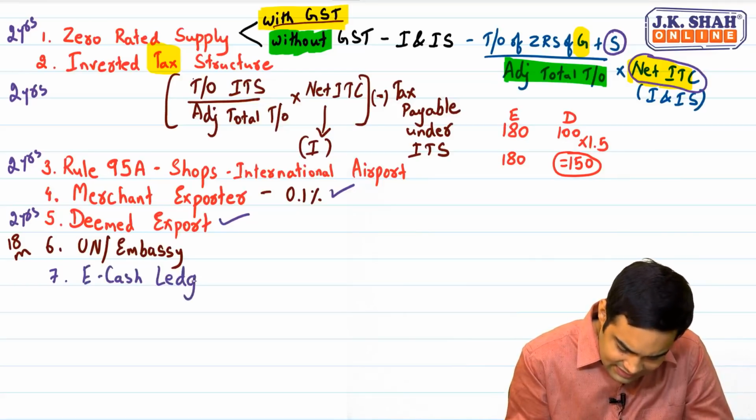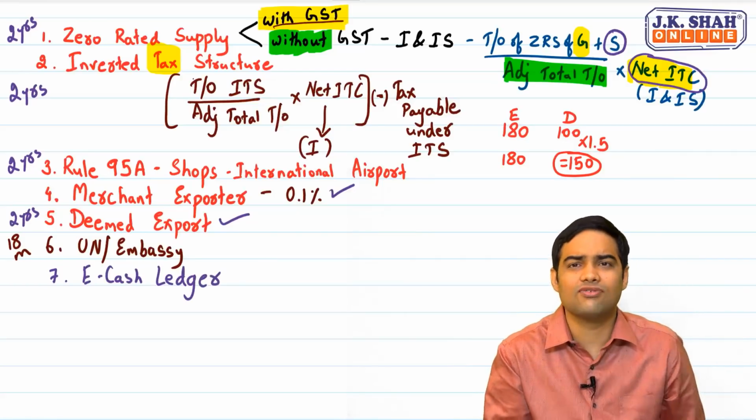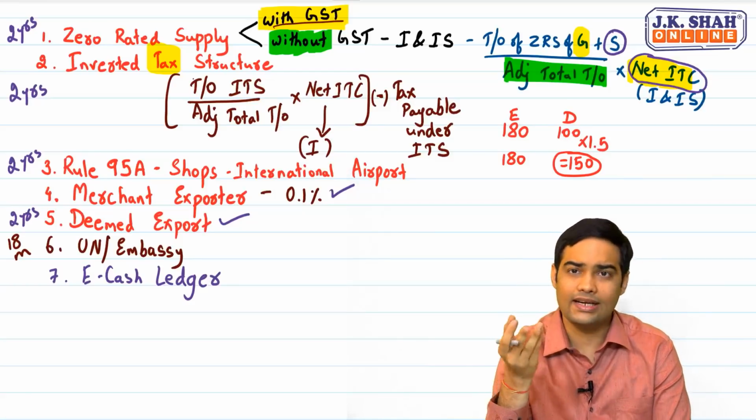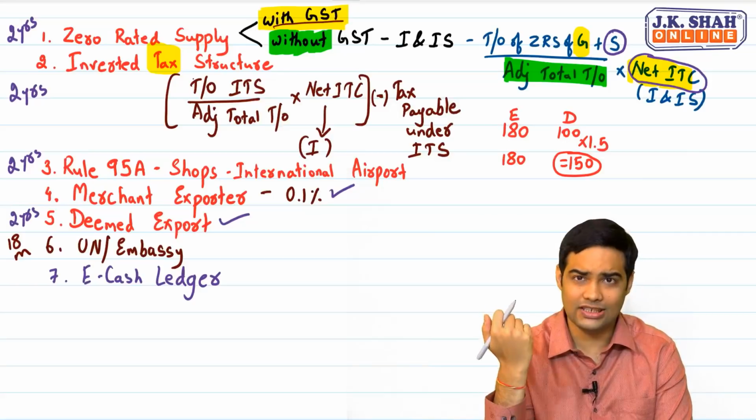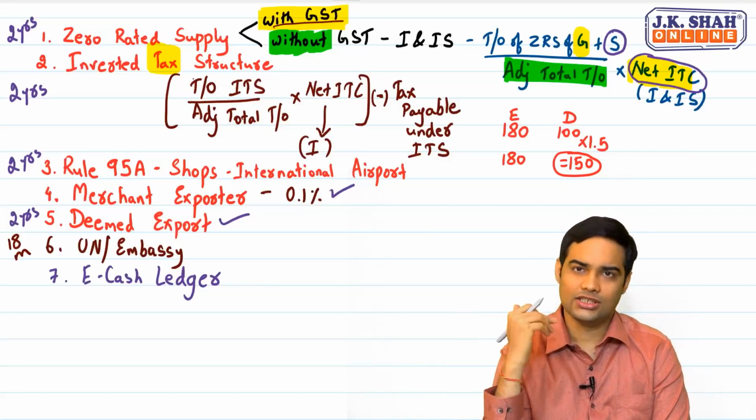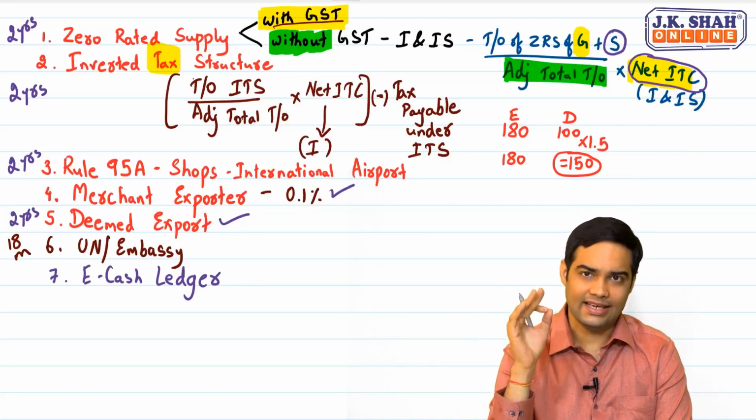The answer is yes. Now there you have two options for money lying in the e-cash ledger. One, you can transfer within the e-cash ledger under any of these sub-ledgers. Second, you can also claim a refund of money lying in the e-cash ledger.